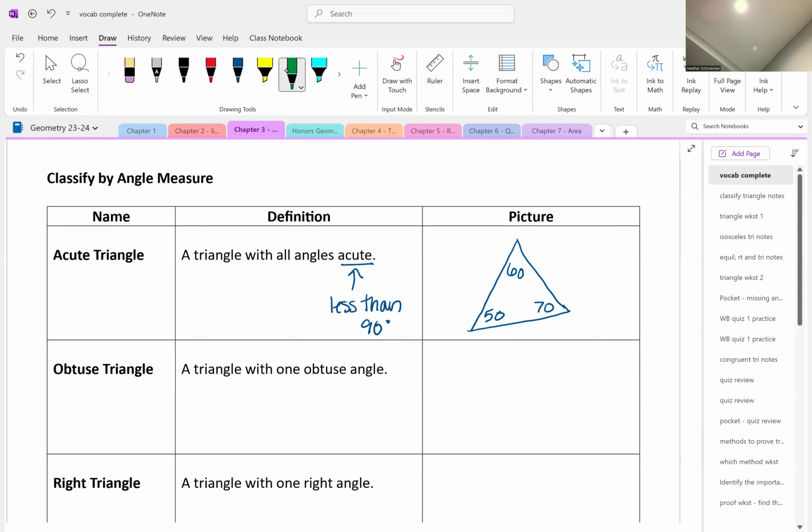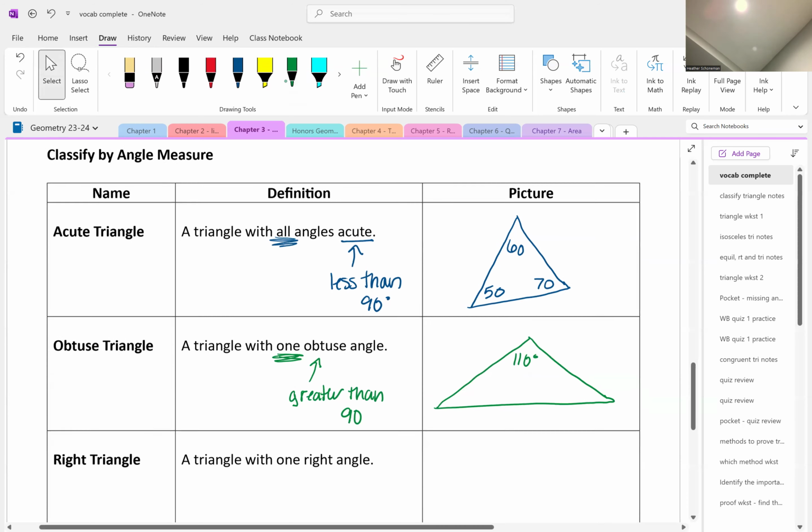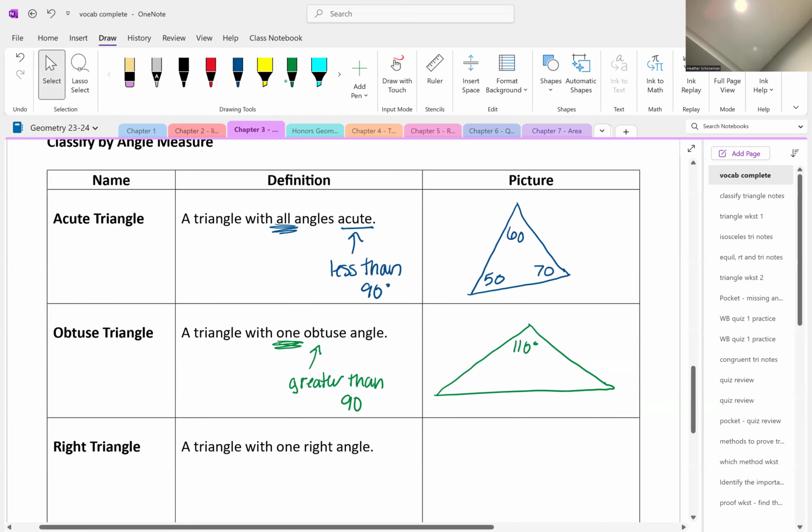An obtuse triangle is a triangle with one obtuse angle. So if this angle here was like 110 degrees, this would be an obtuse triangle because it was greater than 90. But notice for an acute triangle, it's all, but for an obtuse triangle, it's just one. And we'll get into that a little bit later, but in a triangle, all the angles have to add to 180. So if they add to 180, you're only going to be able to get one over 90 to be able to make the triangle work.